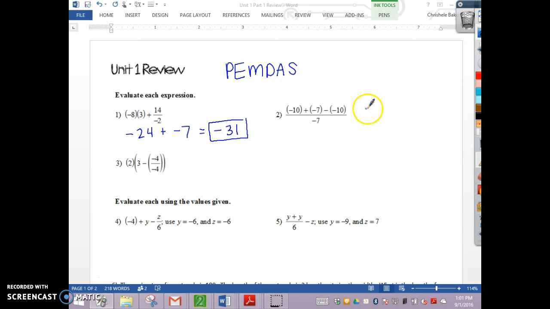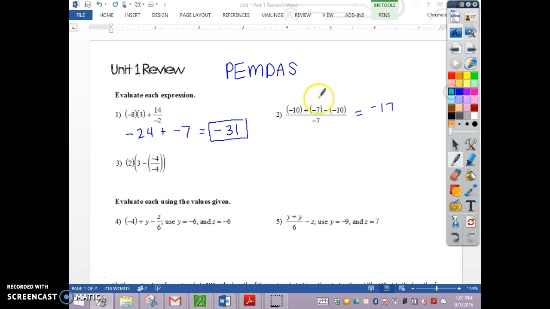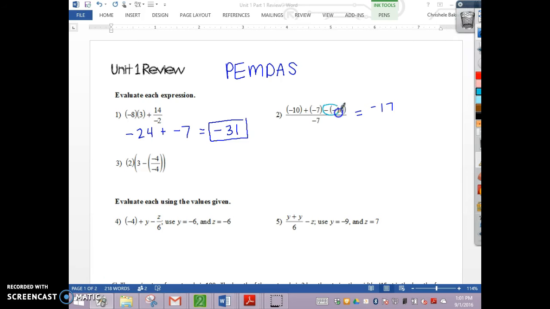On number 2, we are going to work with our numerator first, then divide by our denominator. So we have negative 10 plus negative 7, which is negative 17. Then we have minus minus, and minusing a negative is really adding. So negative 17 plus 10 gives me negative 7, and if we divide that by negative 7, of course, we get 1.